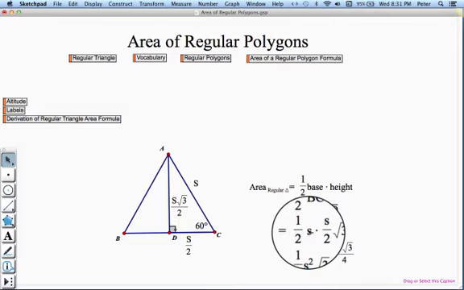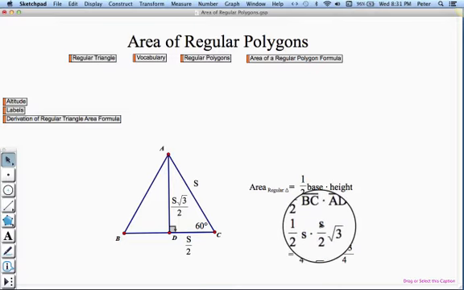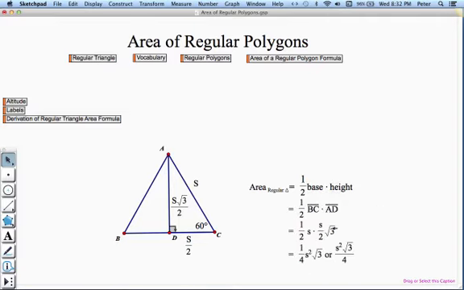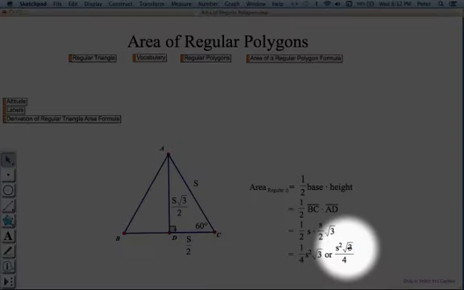And the height of the altitude, or the height of the triangle, was S over 2 root 3. If I simplify that, it becomes 1/4 S squared root 3, or even better, S squared root 3 over 4. I want you to put this in your notes as a very handy formula for the area of a regular triangle when we know only one side.